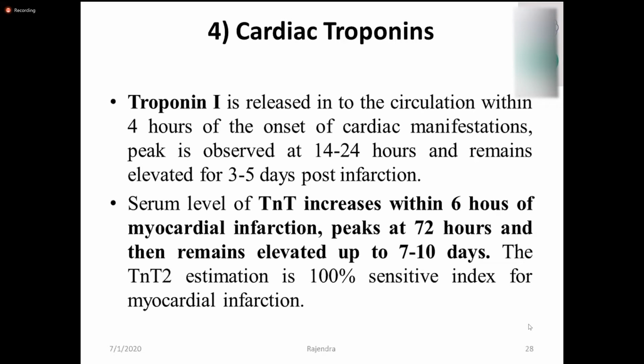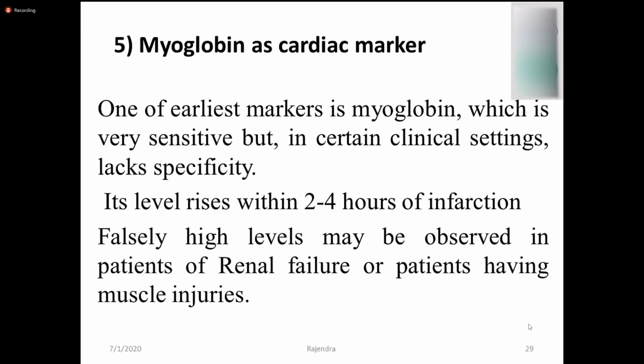The troponin T estimation is a 100% sensitive index for myocardial infarction. See, I told you this is very, very sensitive, but it's not as easily available as troponin I. And the next marker after troponin I is myoglobin, a cardiac marker. Myoglobin is a marker of skeletal muscle also. That's why we are saying myoglobin is a cardiac marker here. One of the earliest markers is myoglobin.